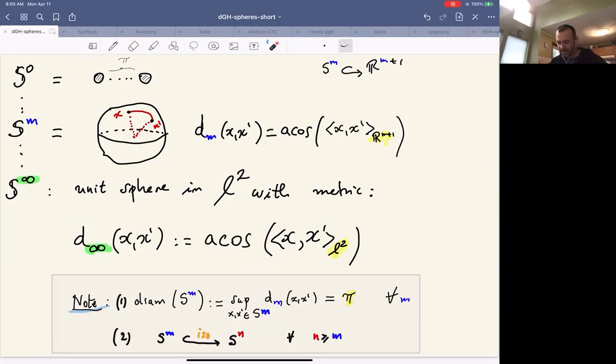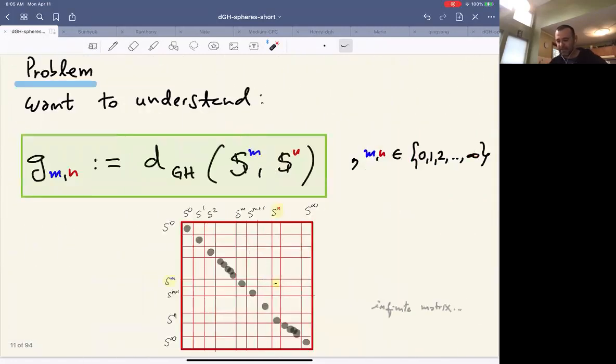Some direct remarks. The diameter of all spheres, and here diameter means the maximal distance attained by any pair of points on a sphere, is always pi, no matter what m is. And then, of course, if m is smaller than n, the sphere of a smaller dimension isometrically embeds into the sphere of larger dimension. The problem we want to attack is estimating or calculating all the entries in this infinite matrix containing the pairwise distances in the Gromov-Hausdorff sense between spheres.